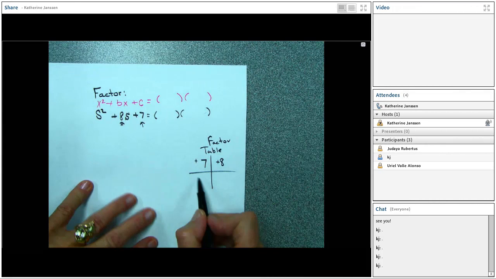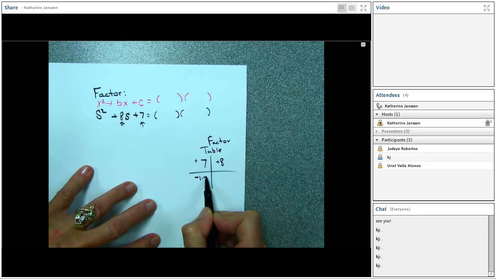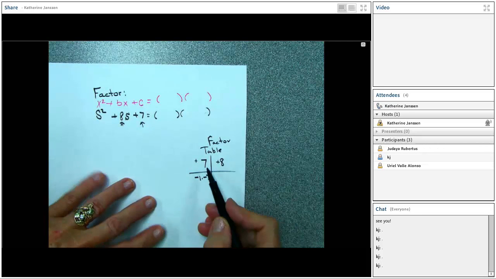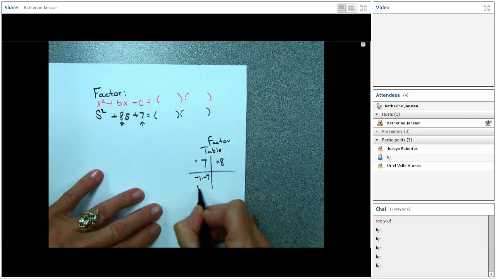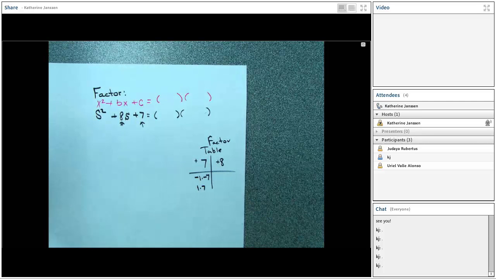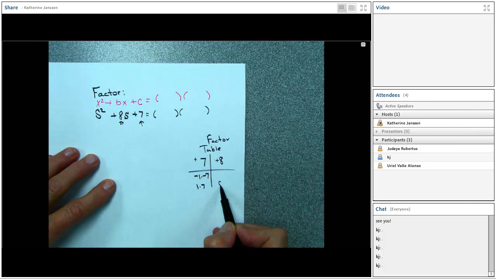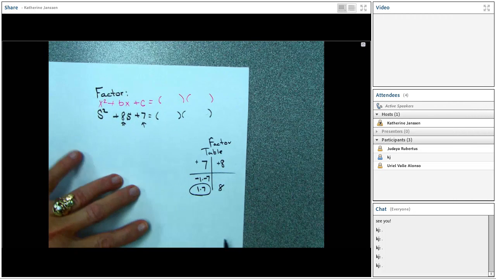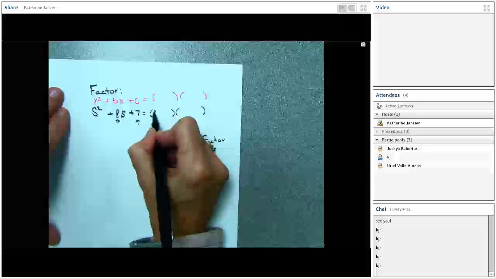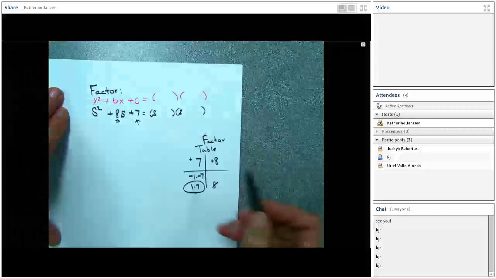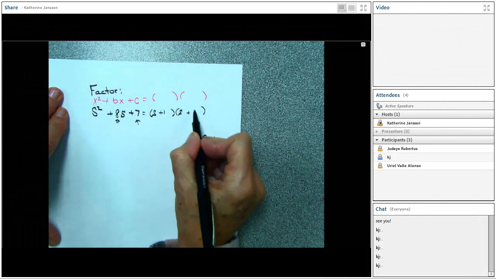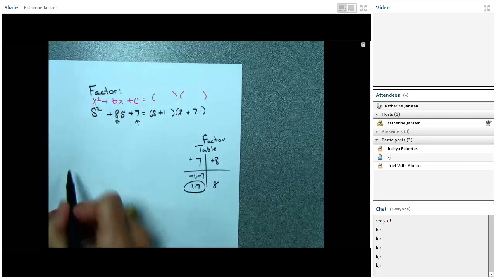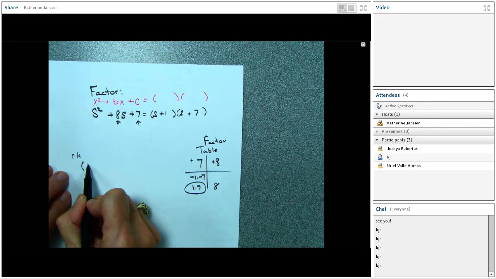7's prime. That's a negative 1 times a negative 7. That'd be positive 7. Or how about 1 times 7? 1 times 7 is 7. 1 plus 7 is 8. So there's your factor pairs. Let's check with FOIL.